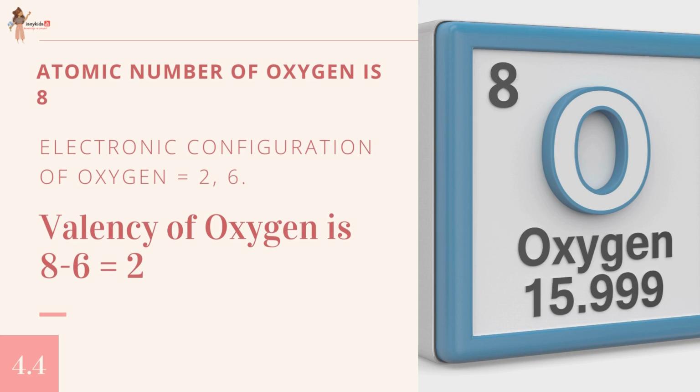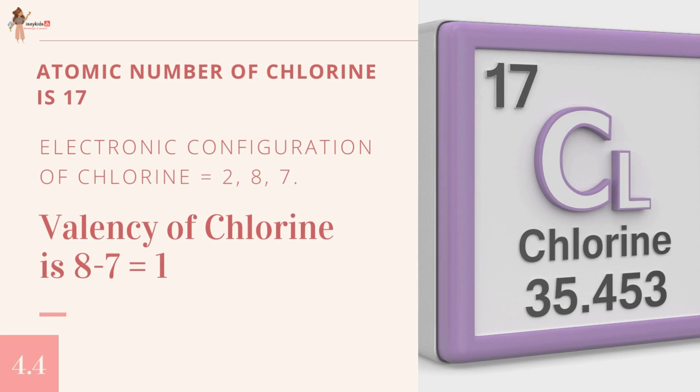Valency can be calculated in a similar manner for oxygen. What is the valency of oxygen that you get from this calculation? Well, atomic number of oxygen is 8, so electronic configuration is 2, 6. Therefore, the valency is 8 minus 6, which gives us 2.